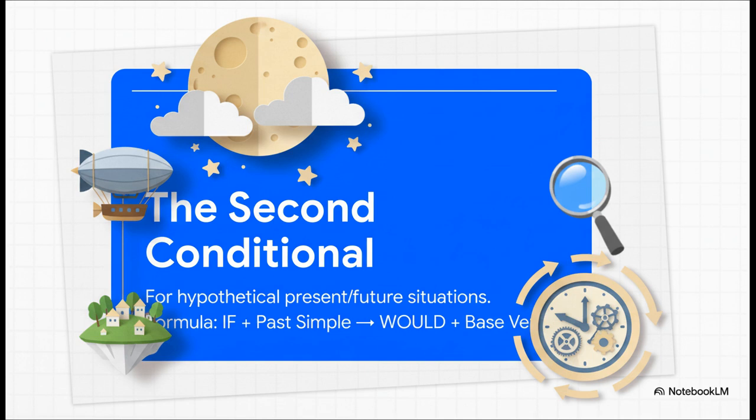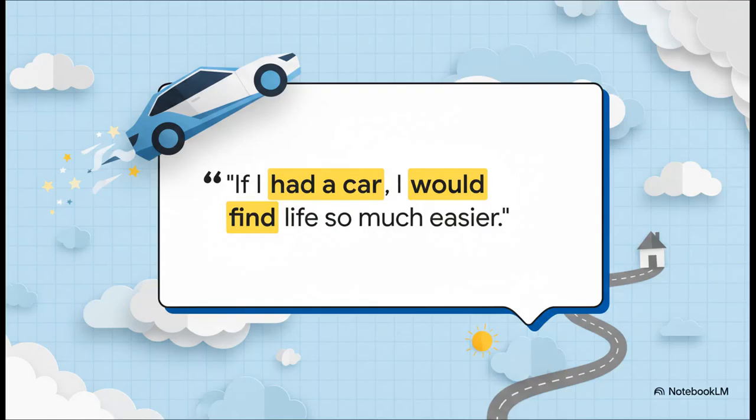Now wait a sec. A past tense verb to talk about the present? Yeah, it's a little weird, but stick with me. Let's see it in action. This is a perfect example. You can almost hear someone daydreaming, can't you? If I had a car, that's the imaginary situation, the unreal present. I would find life so much easier. And that's the imaginary result. It's all happening in their head right now.